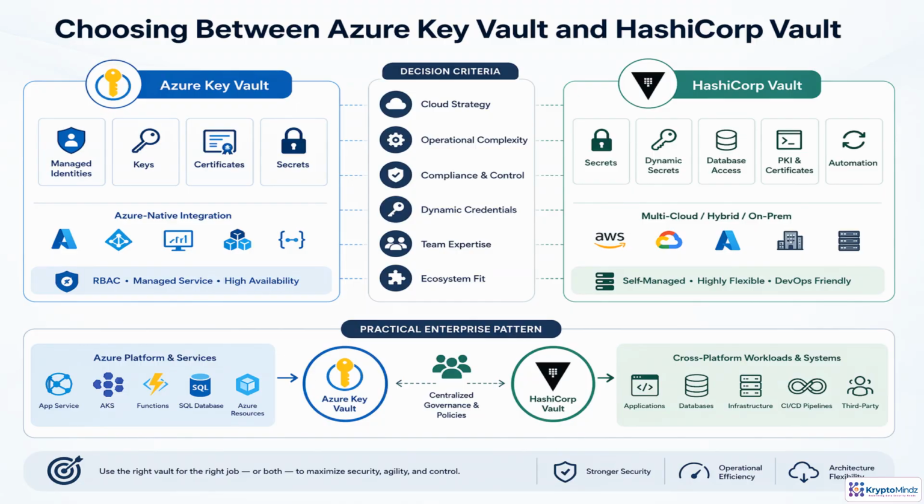Choosing between these tools is less about which one is better and more about where each one fits. Azure Key Vault is a strong choice for Azure native workloads where you want managed operations, RBAC, managed identities, certificates, keys, and tight platform integration. HashiCorp Vault is stronger when secrets span clouds, Kubernetes clusters, on-prem systems, databases, and automation pipelines, especially when dynamic credentials matter. In many enterprises, the best answer is both: Key Vault for Azure services, Vault for cross-platform secrets, with shared governance, audit, and policy standards.